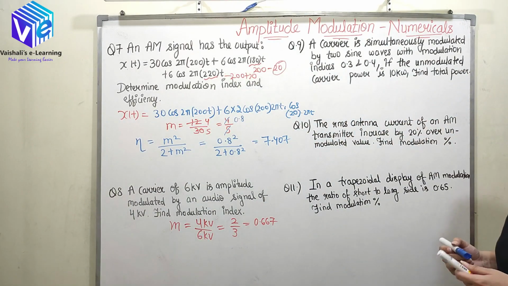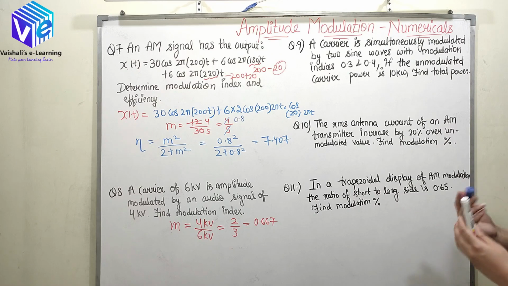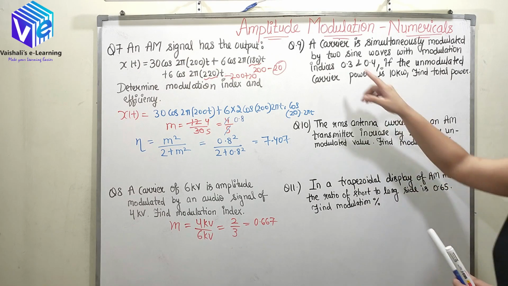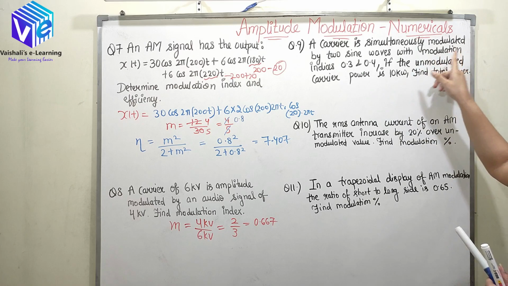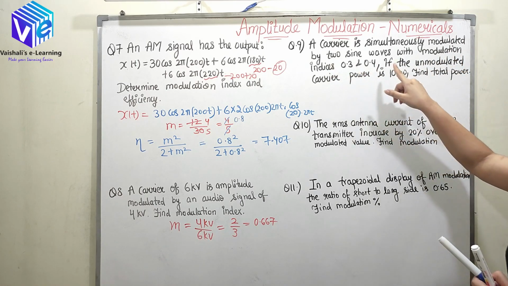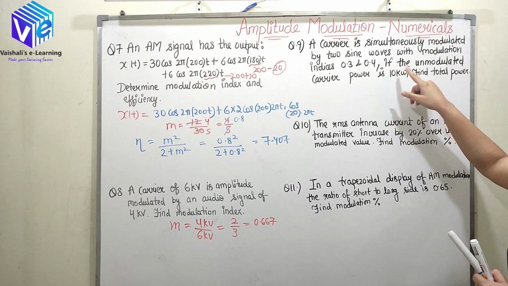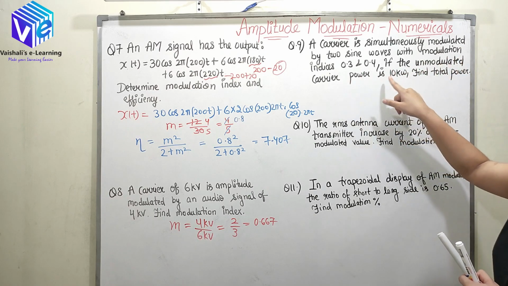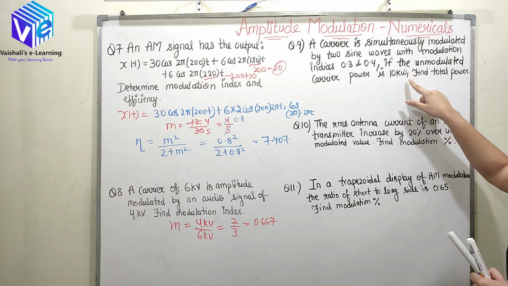Coming to the next question, it states a carrier is simultaneously modulated by 2 sine waves with modulation indices 0.3 and 0.4. If the unmodulated carrier power is 10 kilowatt.